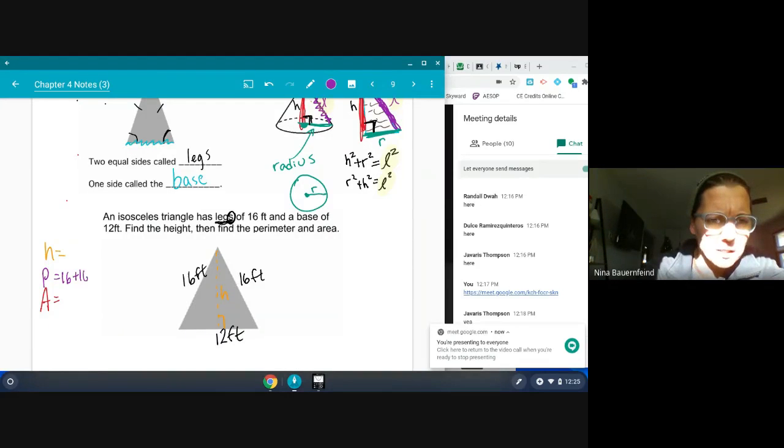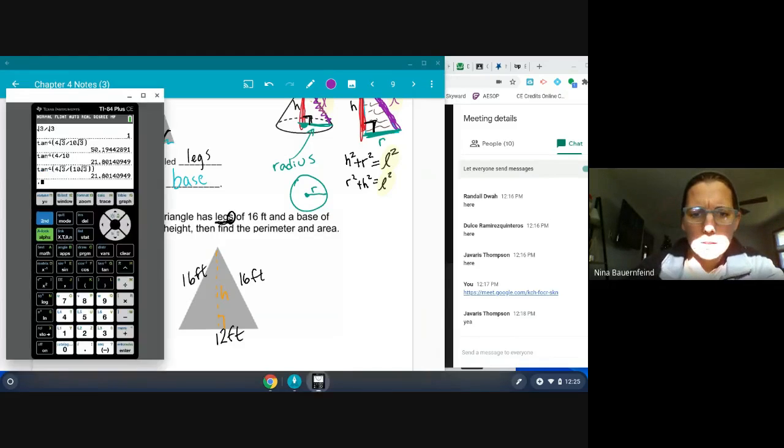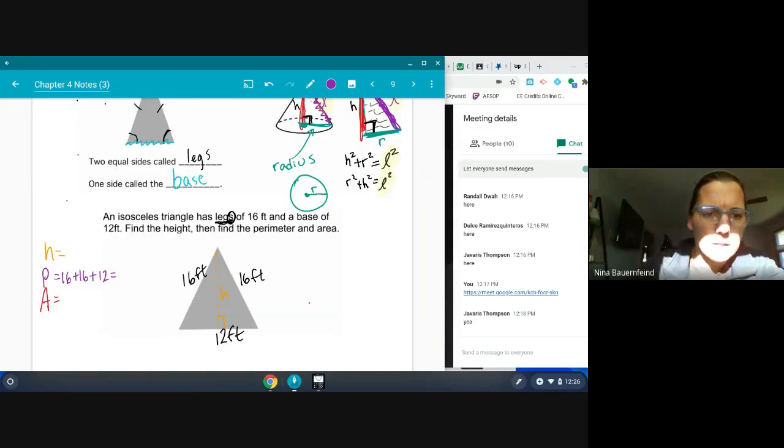16 plus 16 plus 12. So 16 plus 16 plus 12 is 44. So the perimeter is 44 feet. Okay, so we're done with that one.